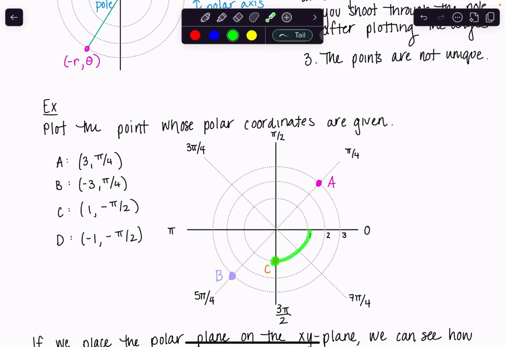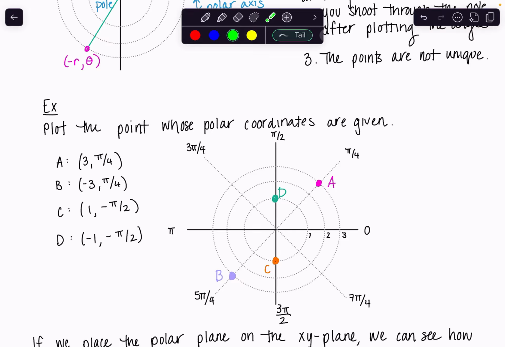The circle of radius 1 would be right here, but because my radius is negative, I go in a straight line and shoot through the pole, and I land right back up here. Okay. So there are tons of ways that we can represent each of these, because you could see point D we could also represent by 1, positive pi over 2. Or I can go back negative 3 pi over 2, positive 1. Tons of ways to get to exactly that same point.